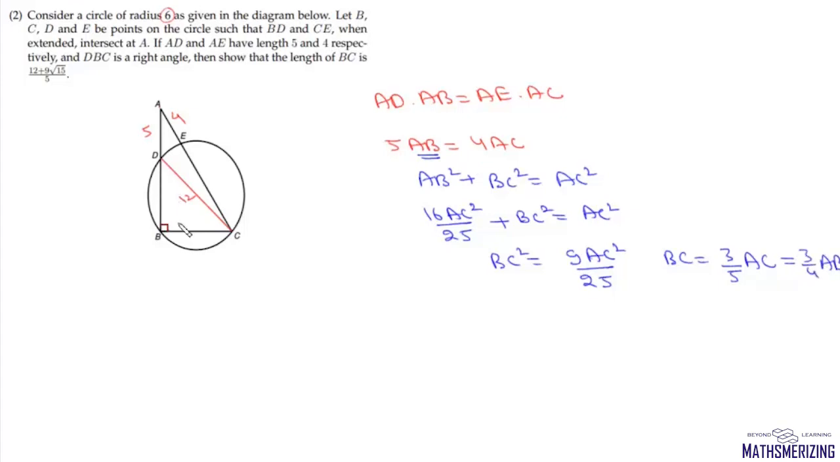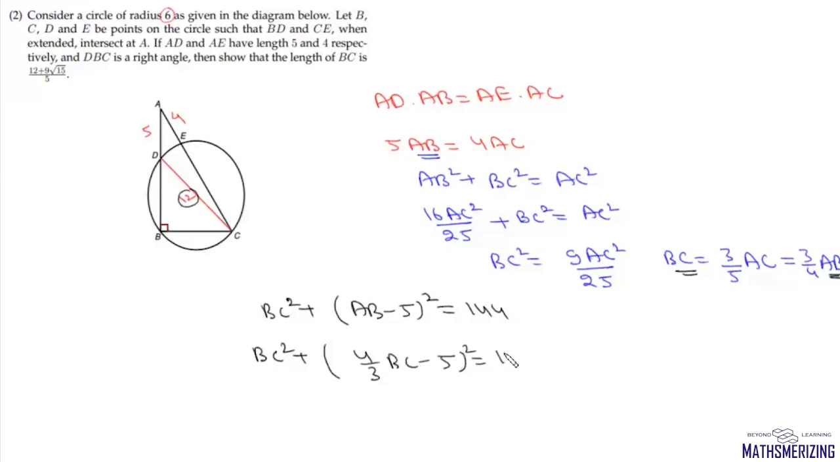Now in this triangle DBC, the CD is diameter, therefore the value of CD is 12. So in this triangle we can write BC square plus BD square. Now BD is (AB minus 5) whole square, and this value must be equal to 144. Now we can put the value of AB. AB is 4 by 3 BC. So we can write BC square plus (4 by 3 BC minus 5) whole square, and it is equal to 144. Now this is nothing but a quadratic equation in BC.